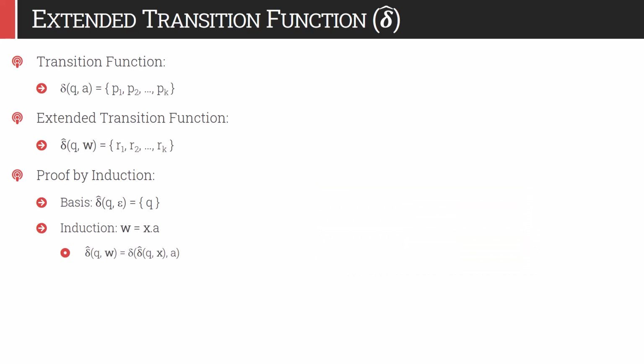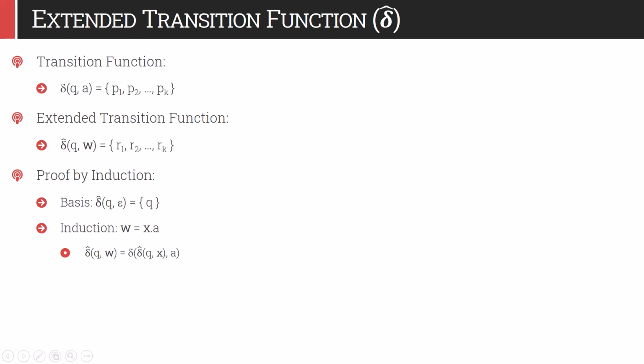So the extended transition function on W can be defined as delta hat Q comma W is equal to the transition function delta of delta hat Q comma X, comma A, because the extended transition function is defined over a string. And we know that W is represented by X concatenated with A. So this part will be the extended transition function, and A is an input symbol. So we can apply the normal or standard transition function on that, and we can rewrite it like this.